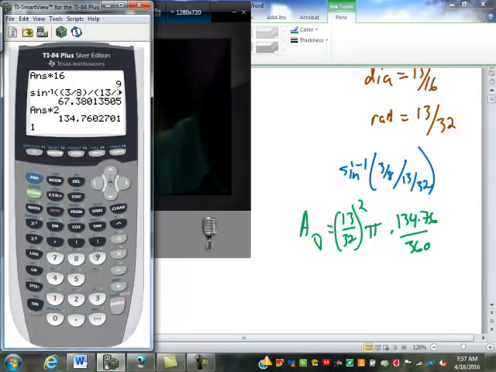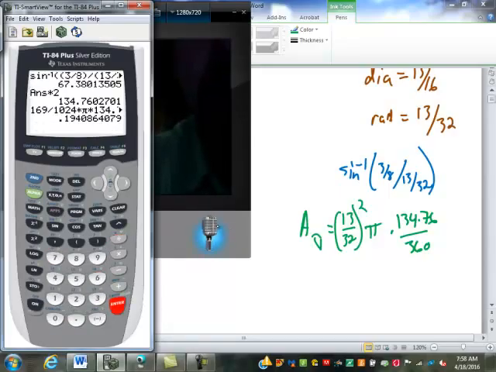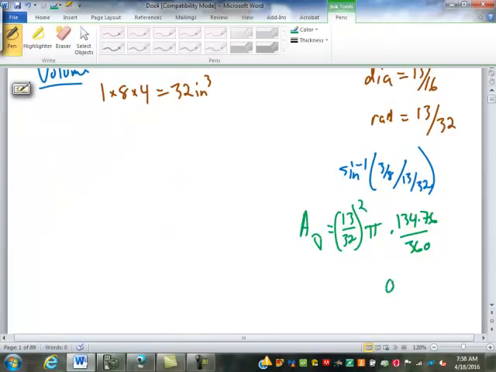So 169 divided by 1024, that's just the 13/32 squared, times pi times 134.76 divided by 360. That's 0.1941. That's going to be inches squared.